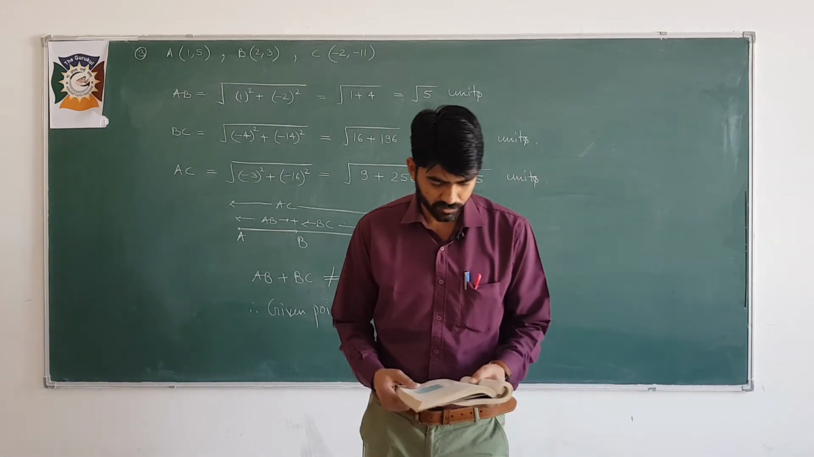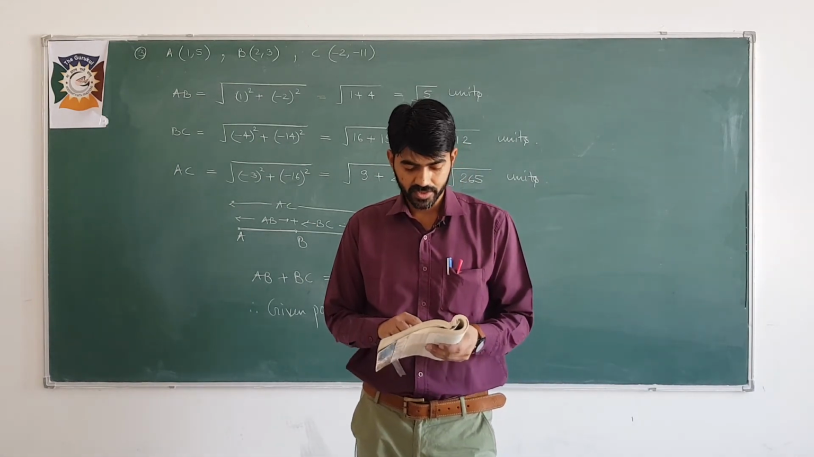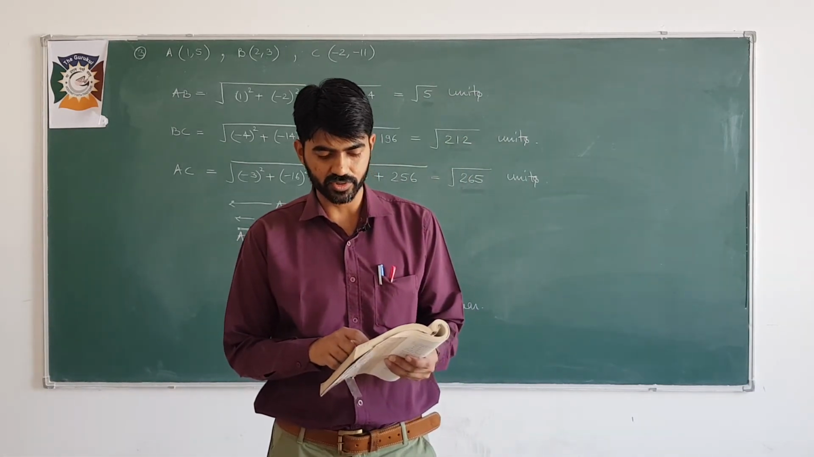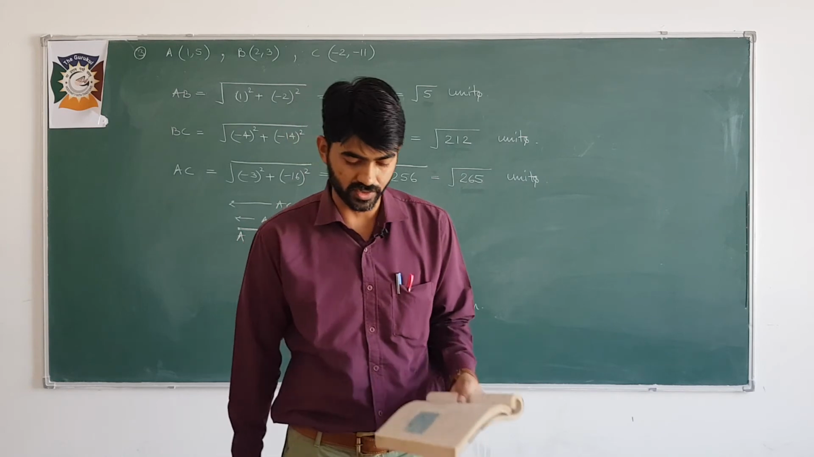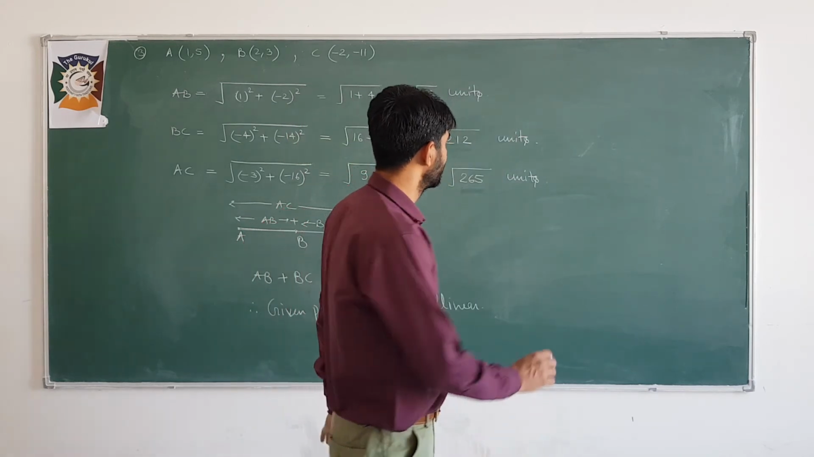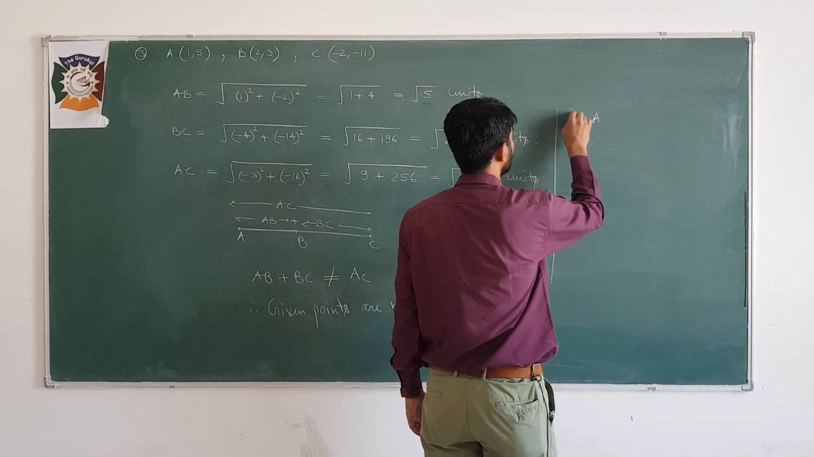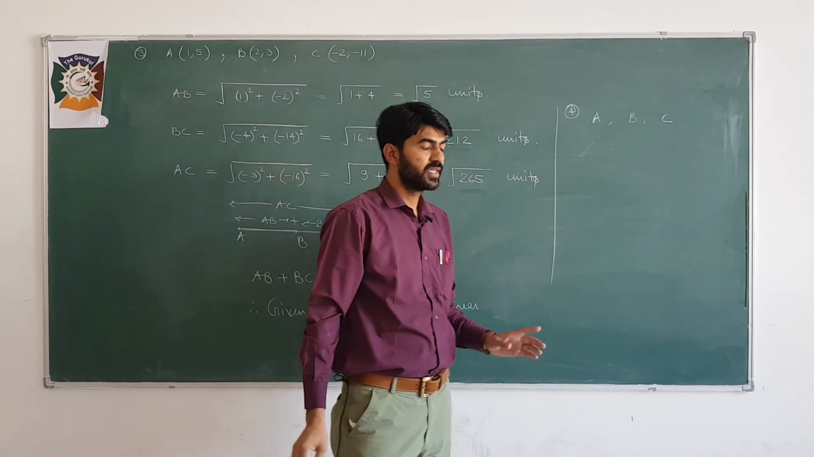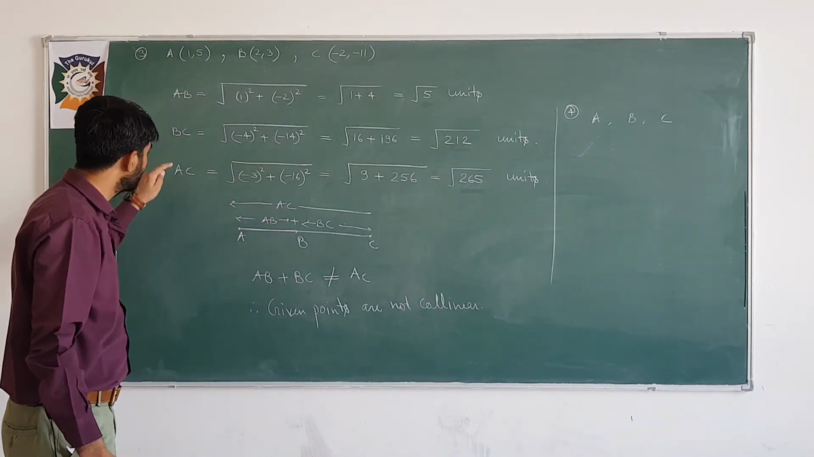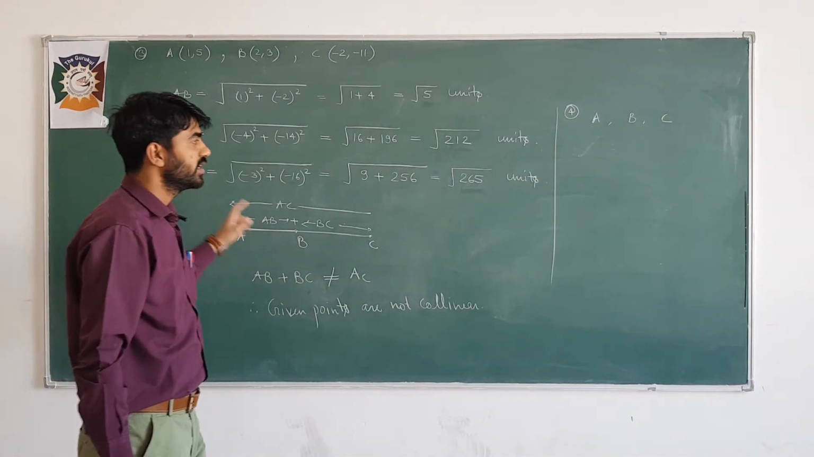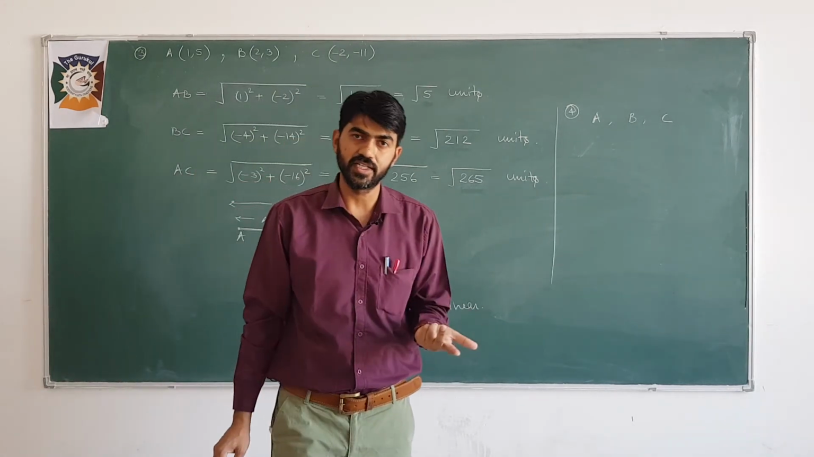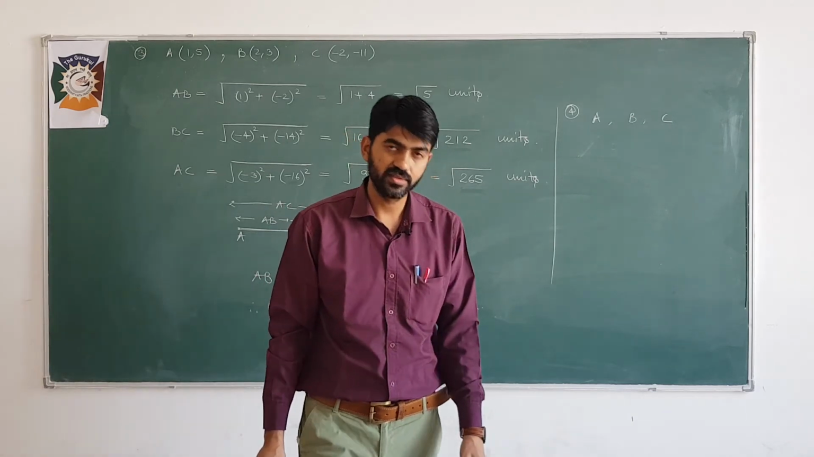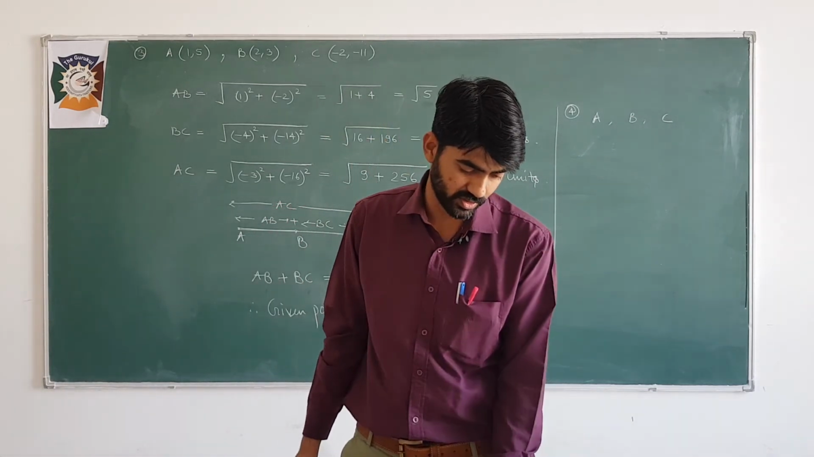Now question number 4. Check whether (5, -2), (6, 4) and (7, -2) are vertices of an isosceles triangle or not. Again 3 points are given. We are given A, B, C. Similarly, we will find AB, BC and AC. If two sides are coming equal, then it is isosceles, and if two sides are not coming equal, then it is not isosceles. Okay, so you have to do this question on your own.